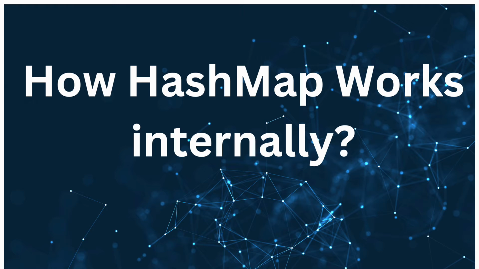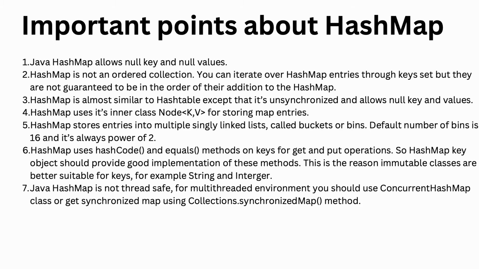Interviewer started with this question: how does HashMap work internally? Few points to remember regarding HashMap. HashMap allows null key and null values. In HashMap, there is no guarantee of the order of their addition. HashMap uses Node class for storing map entries. It stores entries in the form of buckets and has a default capacity of 16. It heavily relies on equals and hashCode methods for put and get operations, and it's not thread safe.